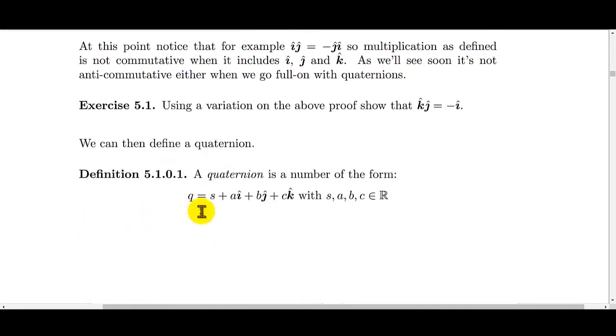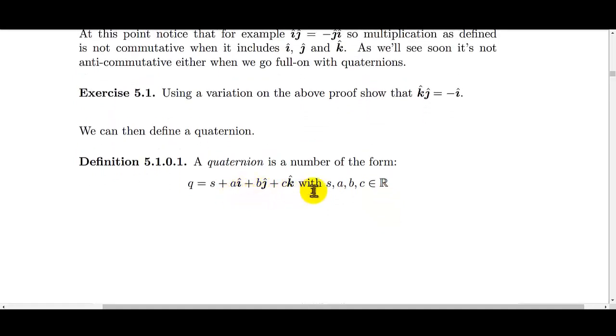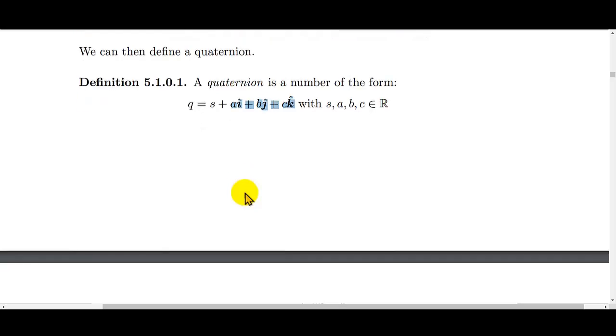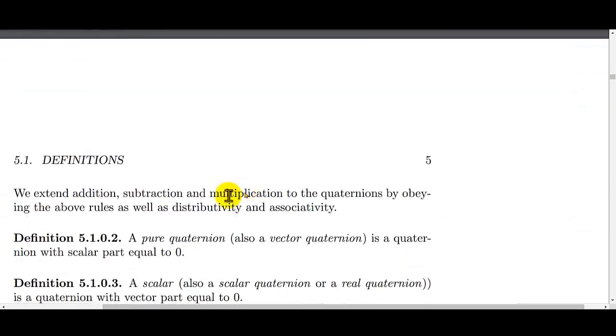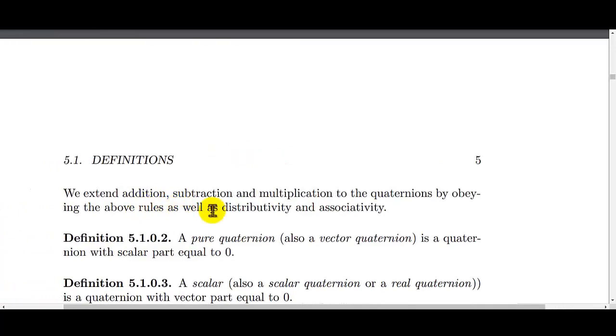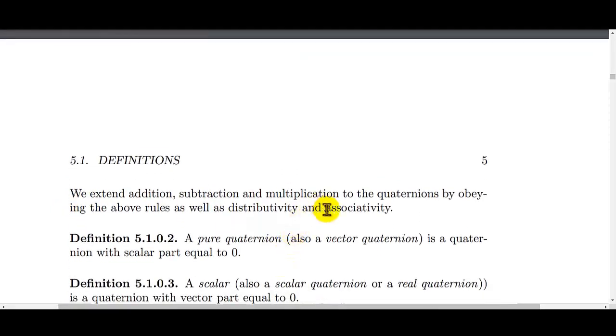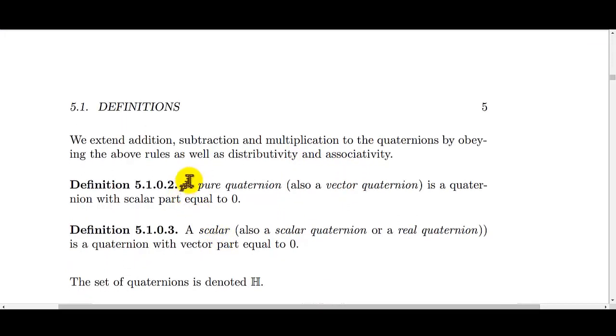So right now we have the full definition of a quaternion. A quaternion is a number of the form q equal to s plus ai plus bj plus ck, with s, a, b, and c real numbers. As you may see, this notation is very similar to the notation of vectors in R3, and later we will see why we have this notation and the relationship between quaternions and vectors in R3. We extend definitions, subtraction, and multiplication to the quaternions by obeying the above rules, as well as distributivity and associativity.